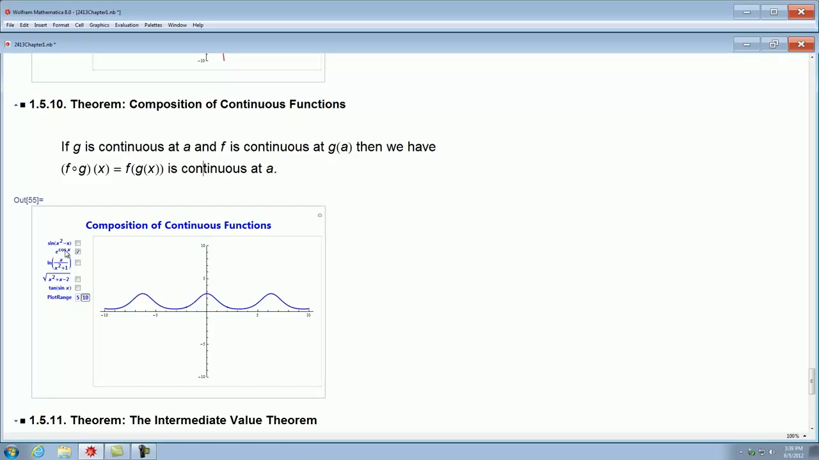Cosine x is continuous everywhere because it's a trig function, and e to the x is continuous everywhere. So when you compose the two, when you put cosine into e, you get a continuous function, as the graph shows. Next one.